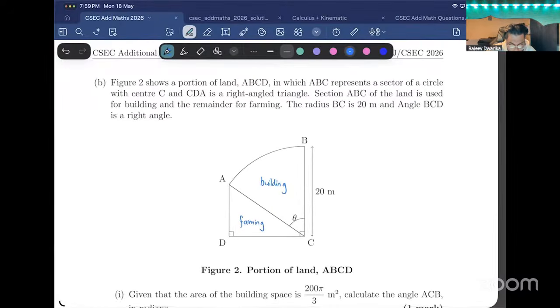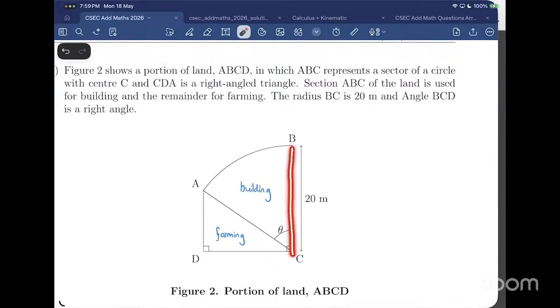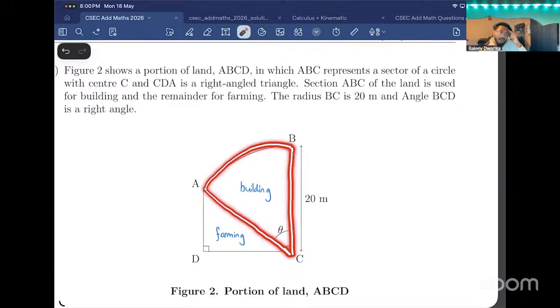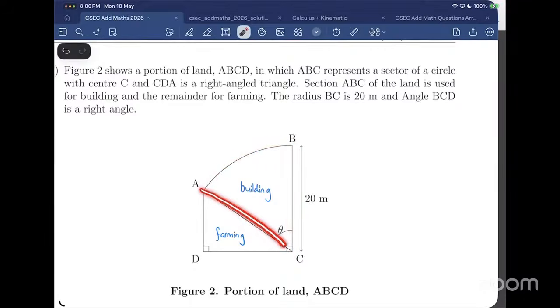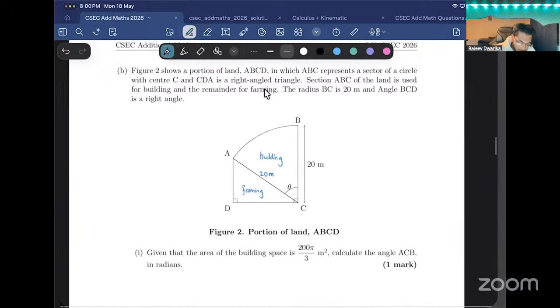They're telling us the radius BC is 20 meters and angle BCD is a right angle. No problem. So if this is a sector, right, Virginia, then a sector is made up of 2 radii and an arc. So what would AC be? It will be equal to BC, which is 20 meters. Correct, because both of those would be radii.